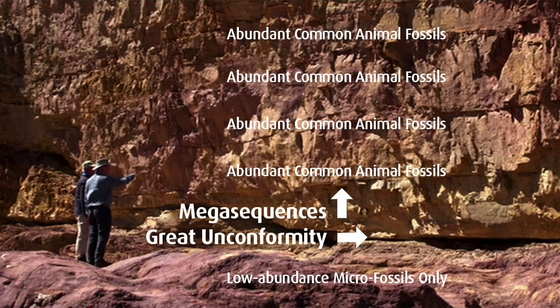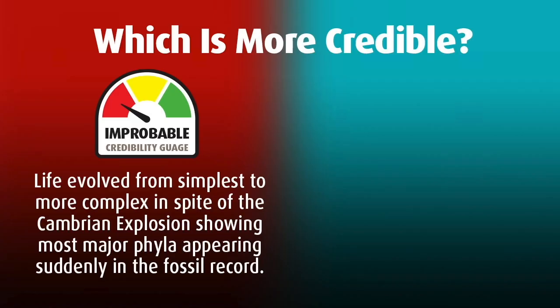It's seen in Europe, in Africa, and Asia, just like one would expect from a world that was shaped by a worldwide flood. What creationists are saying is that everything above the great unconformity is flood related or post flood, at least in terms of time, and everything under the great unconformity is pre flood material. So, which is more credible?